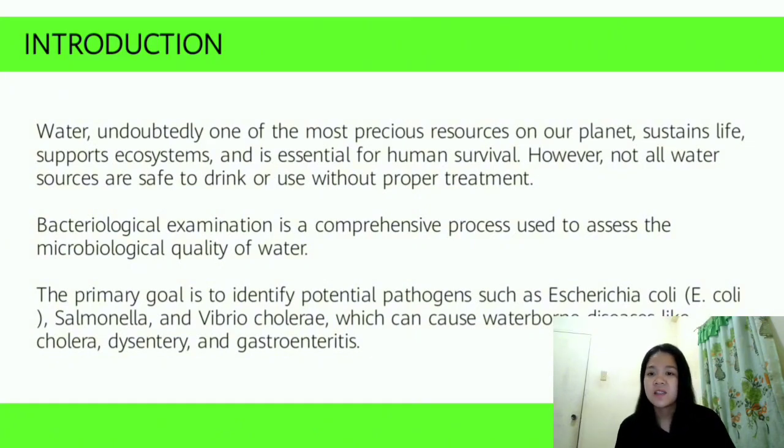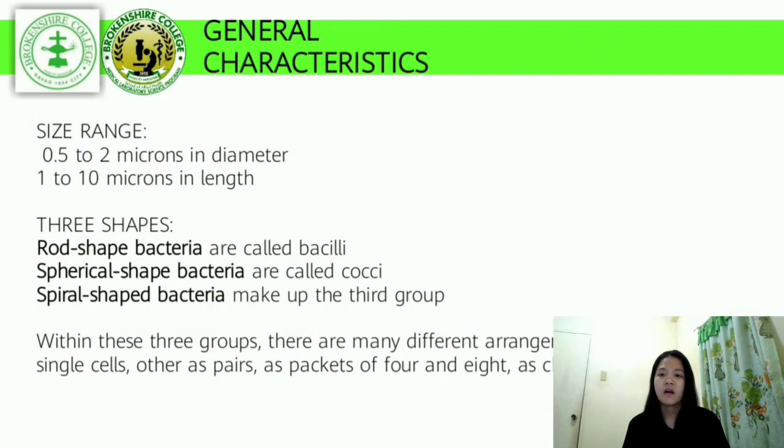Next are the general characteristics of waterborne pathogens, or the bacteria that live in water. For the size range, they are 0.5 to 2 microns in diameter and 1 to 10 microns in length. Another way to visualize the size of bacteria is to consider that it would take about 1,000 bacteria lying side by side to reach across the head of a straight pin.